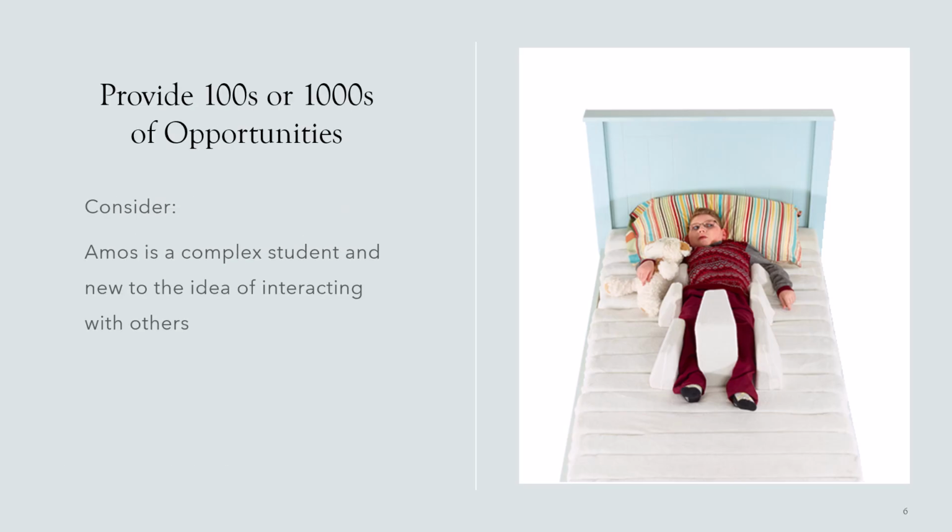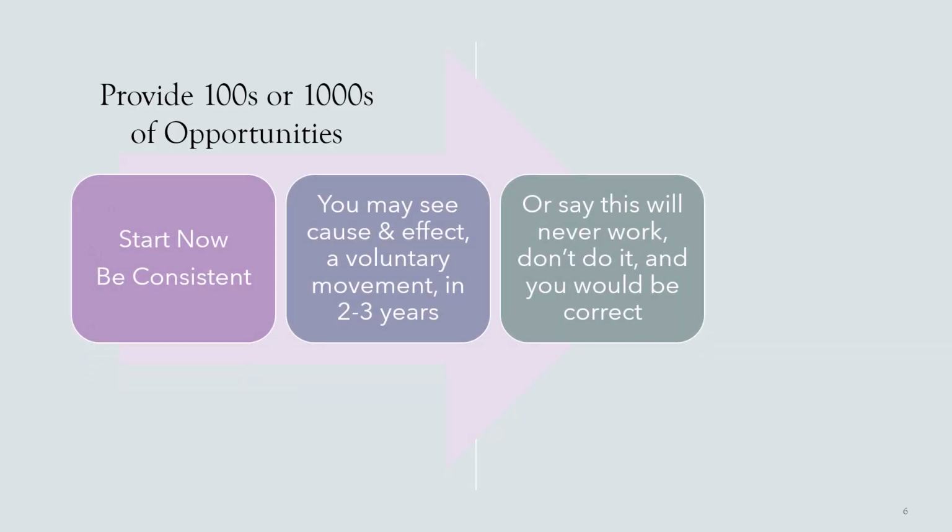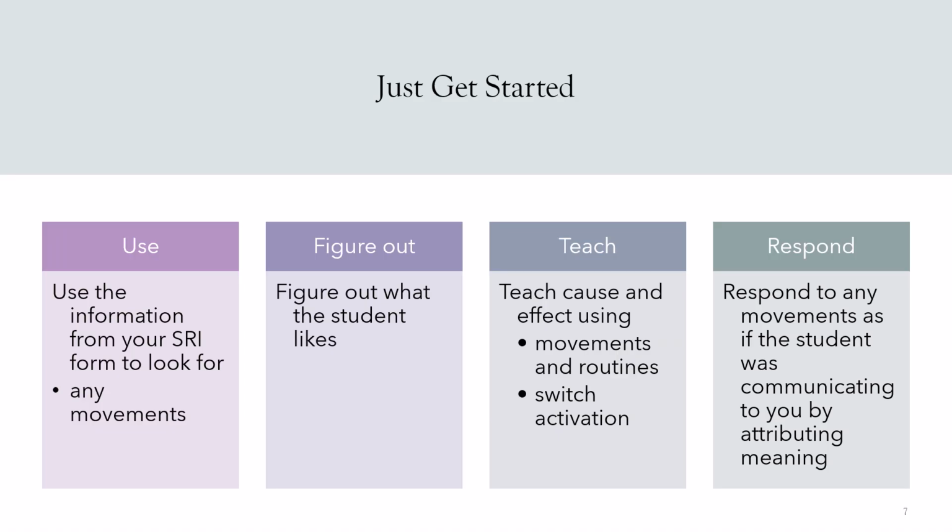You need to remember, Amos is a complex student and new to the idea of interacting with others. He may need hundreds or thousands of opportunities to get the idea he can control his world. There's one way of thinking about it. Start now and be consistent. You may see cause and effect, a voluntary movement, in 2 to 3 months, or 2 to 3 years. Or you can simply say, this will never work. Don't give it a try, and you'd be absolutely correct. The idea is to just get started.